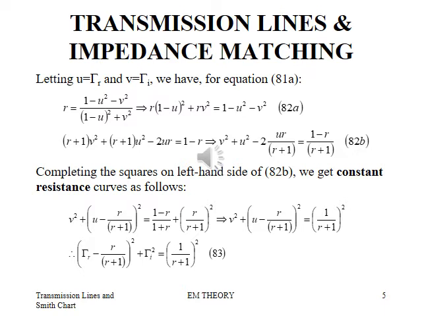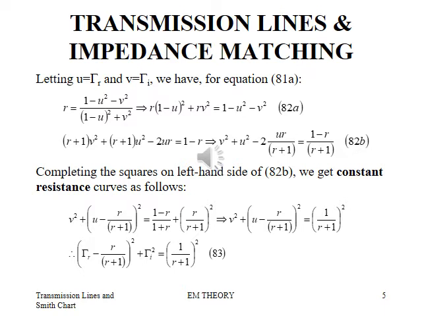And therefore, when we further simplify this, we have (r plus 1) v squared plus (r plus 1) u squared minus 2ur is equal to 1 minus r. Now if you divide both sides by r plus 1, then you end up with v squared plus u squared minus 2 into ur over (r plus 1) is equal to (1 minus r) over (r plus 1), which is equation 82b.